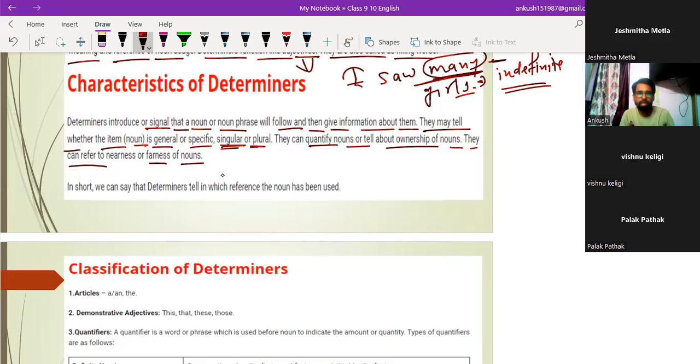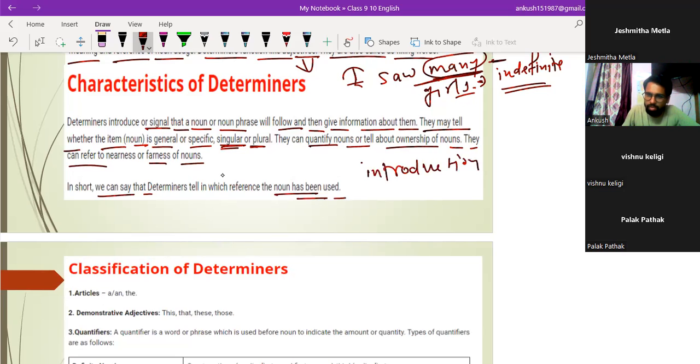Determiners actually have the power to change the meaning of the sentence. The complete meaning of the sentence can be changed. In short, determiners tell in which reference the noun has been used. That can be understood through the determiners. Have you got the point? Is there any confusion till now?